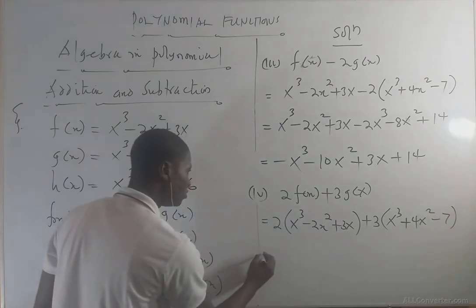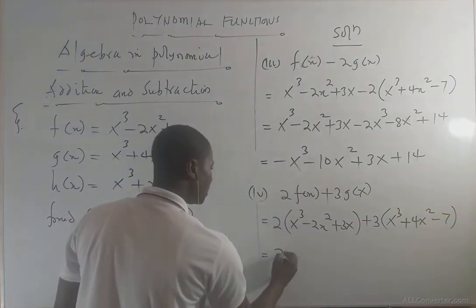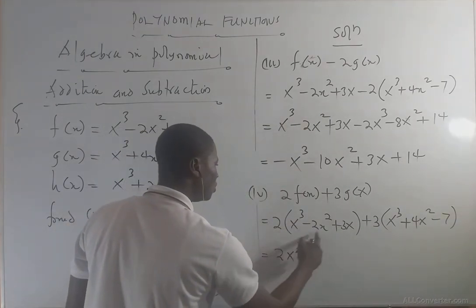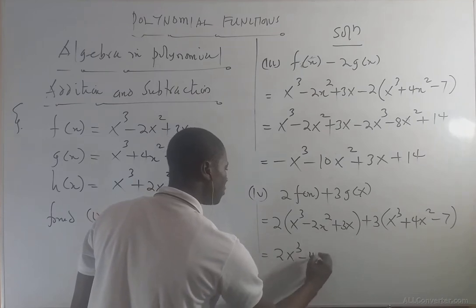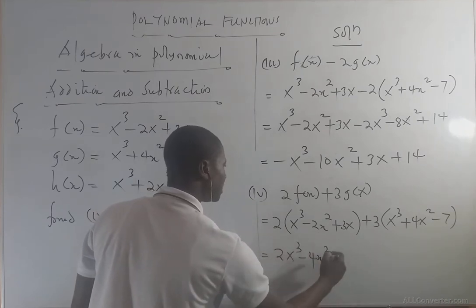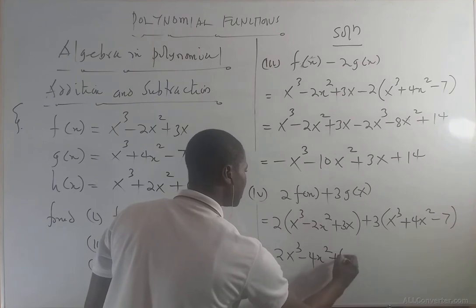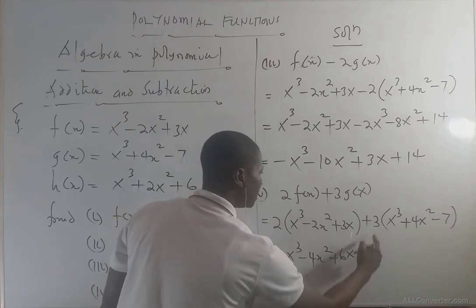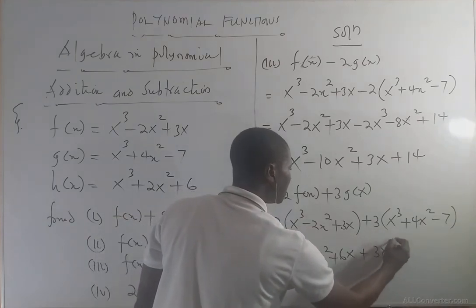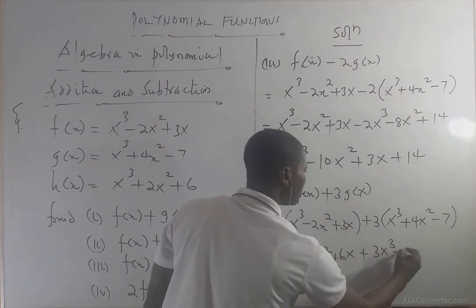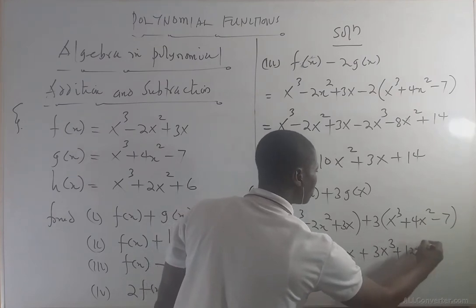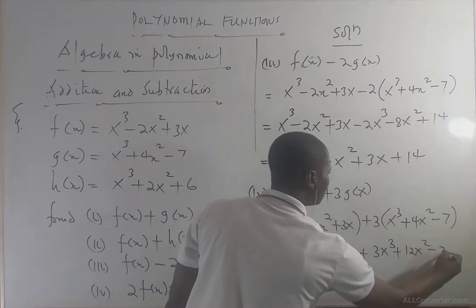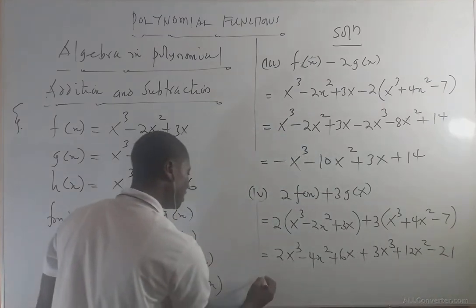Okay, so now we are going to simplify. 2 times s cubed is 2x cubed. 2 times minus 2s squared is minus 4s squared. 2 times plus 3x is 6x. Then 3 times s cubed is 3s cubed. 3 times 4s squared will give us 12x squared. Then 3 times minus 7 will give us minus 21. And this will be equal.